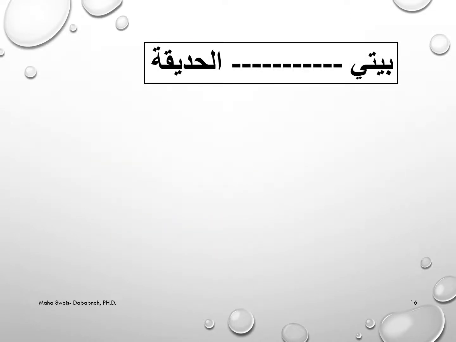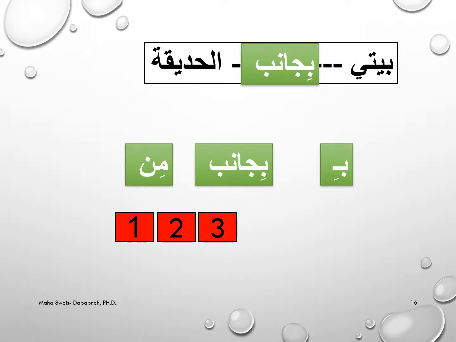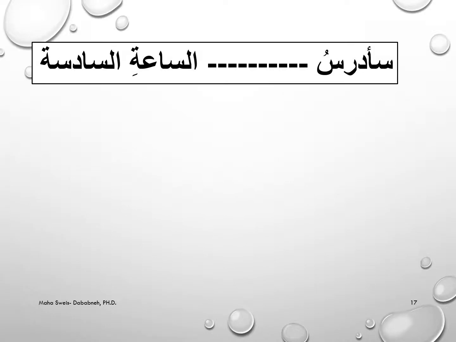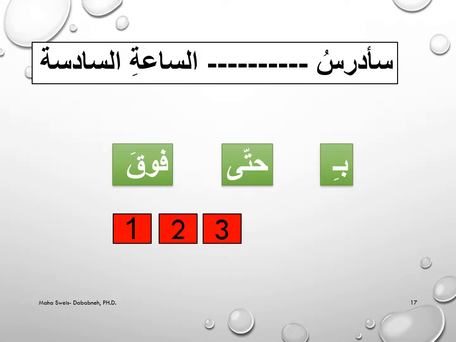بيتي blank الحديقة. بجانب، من. The correct answer: بيتي بجانب الحديقة. سأدرس blank الساعة 6. ب، حتى، فوق. سأدرس حتى, until الساعة 6. Next.